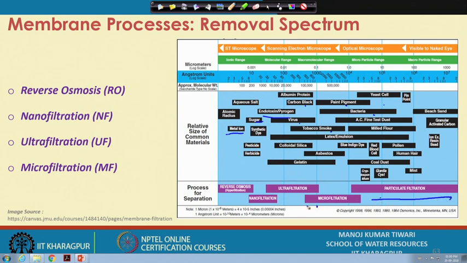Then up to 0.1 or a little lower than 0.1, your microfiltration will work. Up to 0.01, that is equal to about 10 nanometers, your ultrafiltration can work. Up to the scale of 1 nanometer, your nanofiltration can remove, and for the various metal ions or atomic species which are less than 1 nanometer, we need reverse osmosis kind of processes to remove them. That way we can have the different process range or removal spectrum of these different processes.